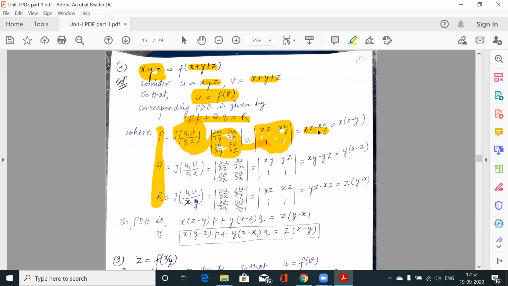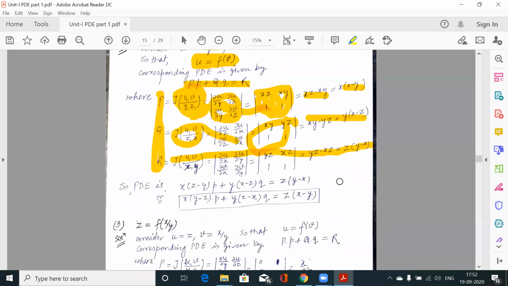So x is common, so x into z minus y. Same, Q is this Jacobian. After substituting the values of derivatives, we get this, and R as this. So just by substituting the values of capital P, capital Q, and capital R, we get the answer. So just in 3-4 steps, we are getting the answer.